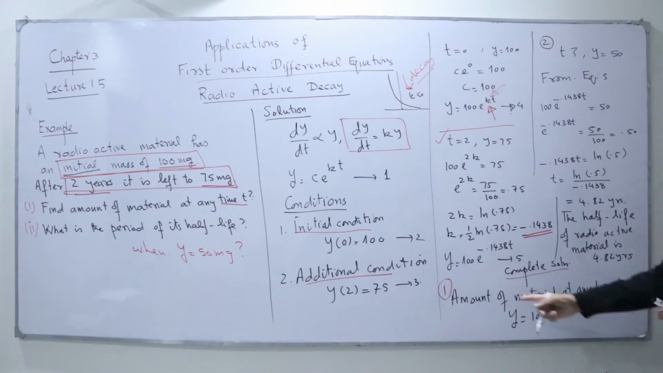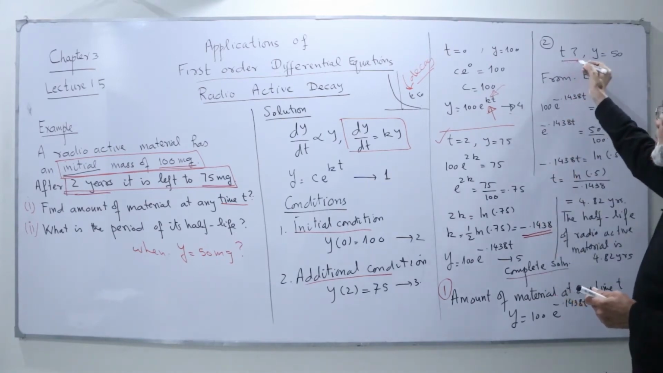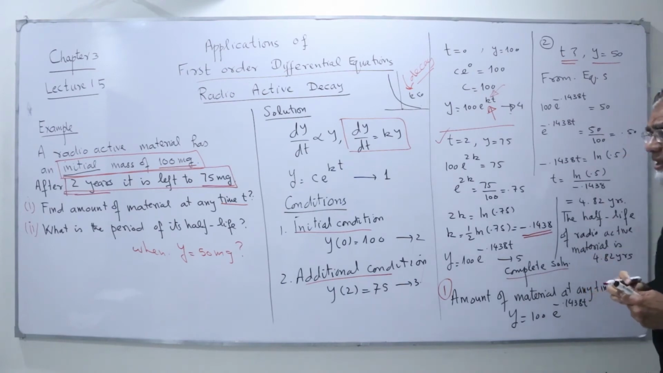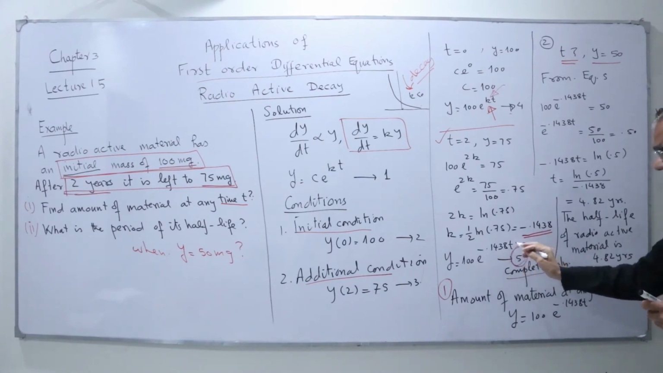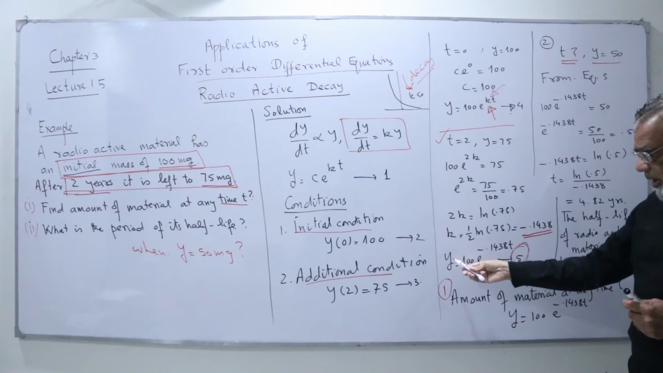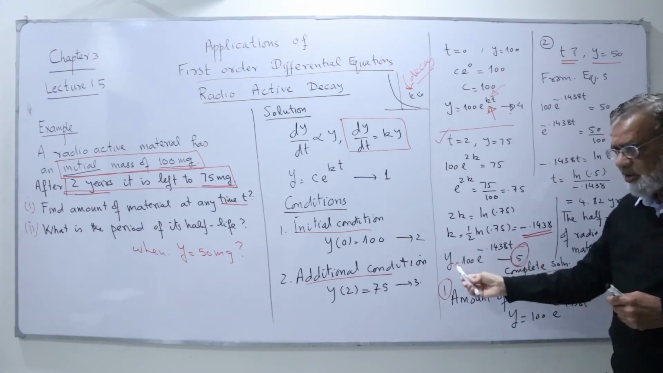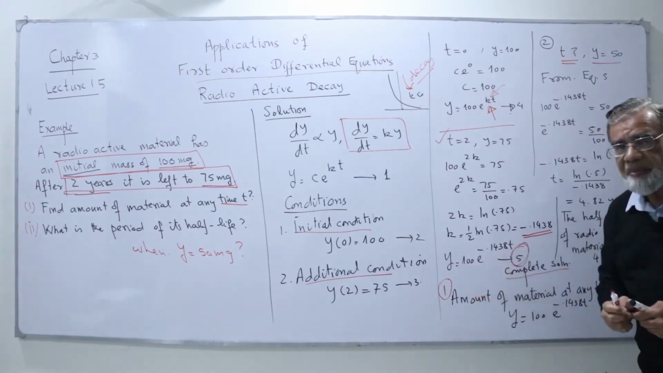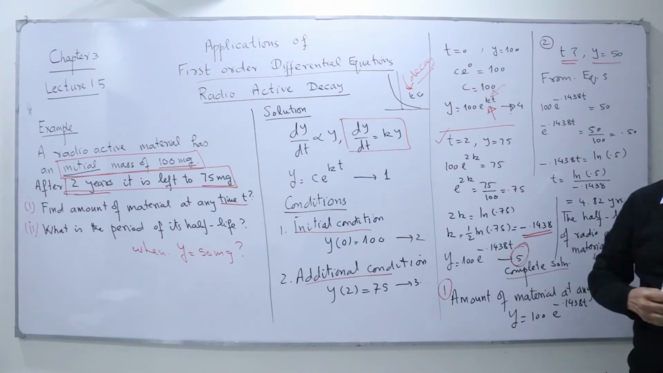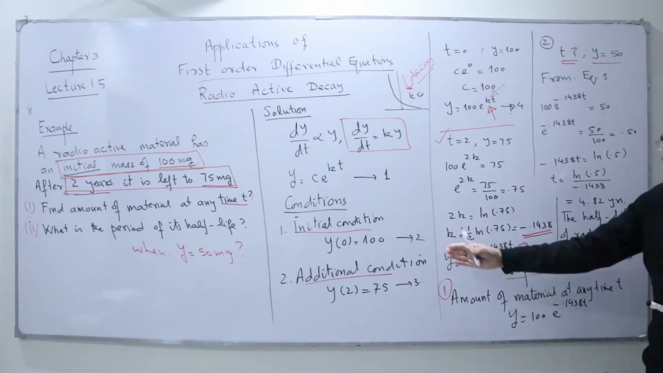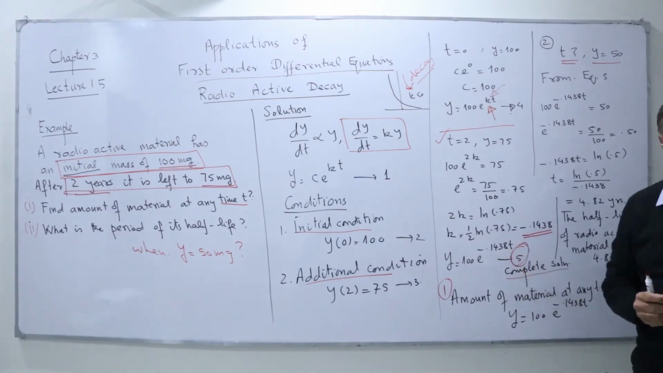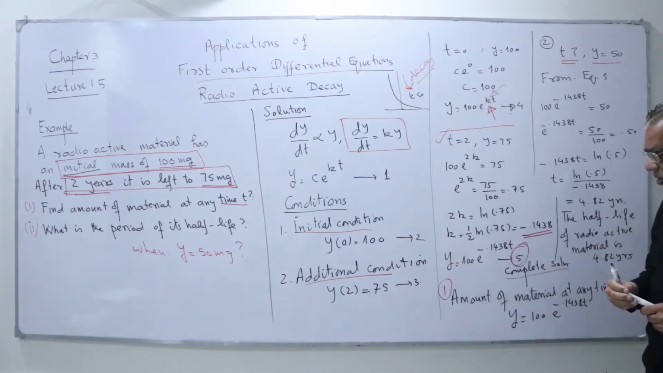This is my solution: the amount of material present at any time t is given by this one. So the question number 2 is the half-life. What's the half-life? As I explained, it is the time when half of the material is left, that is 50 milligrams. So we substitute the value of y in this equation. There are two unknowns, y and t. If you give the value of y, you can find the value of t. If you are given the value of t, you can get the value of y. You can ask what is the amount present after 2 years, after 3 years, after 5 years. You just calculate from this one and you'll get the amount, or the time.